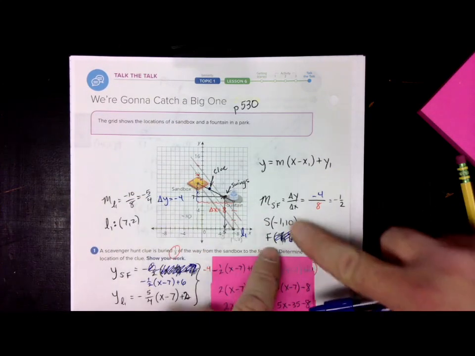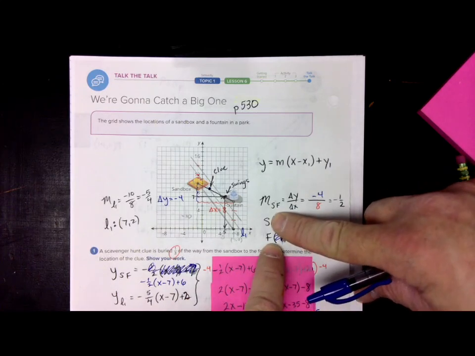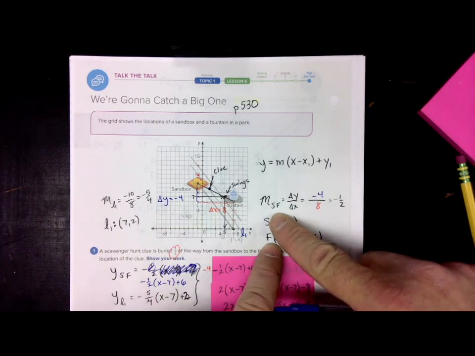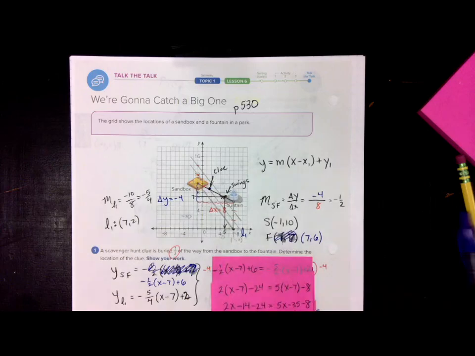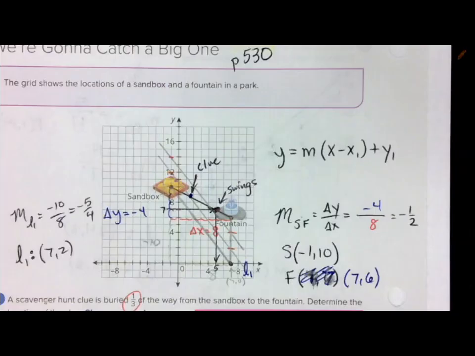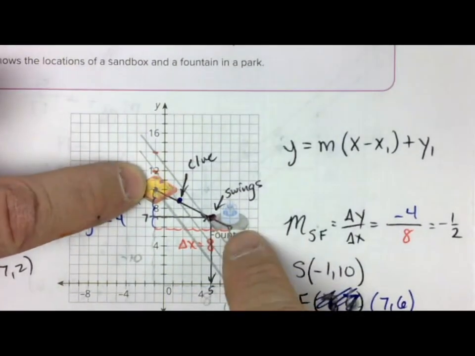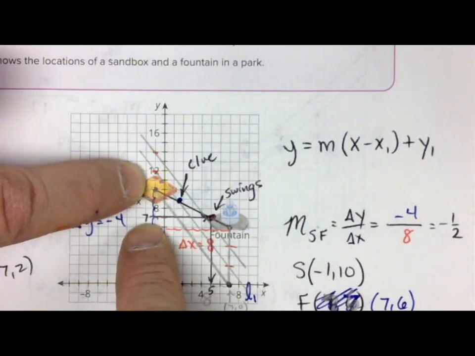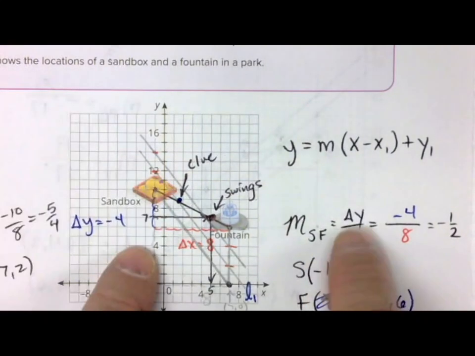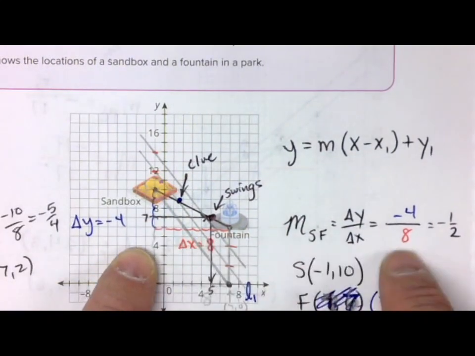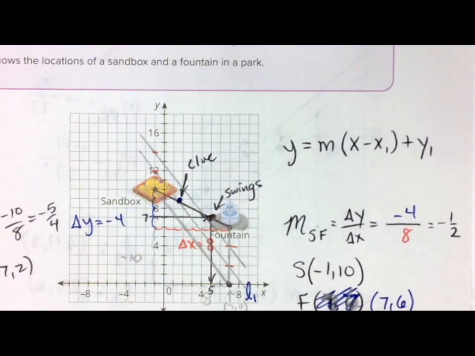From this point, I'm going to use S and F to represent the sandbox and the fountain. I started by finding the slope from the sandbox to the fountain by counting down for the change in y and across to get the change in x. So that'd be -4/8. When I reduce that fraction, I get a value of -1/2.